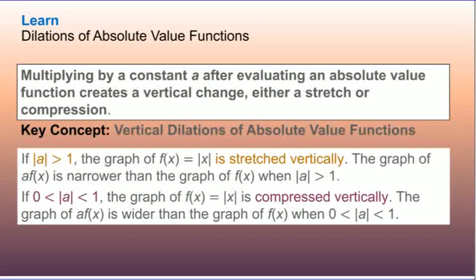And we also have dilations, which means you have stretches and compressions, both horizontally and vertically. So multiplying a constant a after evaluating an absolute value function creates a vertical change, either a stretch or a compression. If the absolute value of a is greater than 1, and the a is on the outside of the absolute value, then it's a vertical stretch. Now, if the a is on the outside of the absolute value and a is between 0 and 1, then it's a compression vertically.